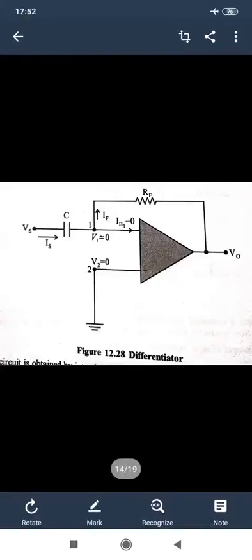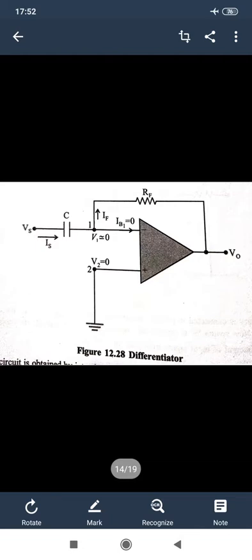So hello students, in this lecture I have delivered about the application of the op-amp as a differentiator. When we use the op-amp as a differentiator, we change the positions of the capacitor and resistance compared to when we use it as an integrator.